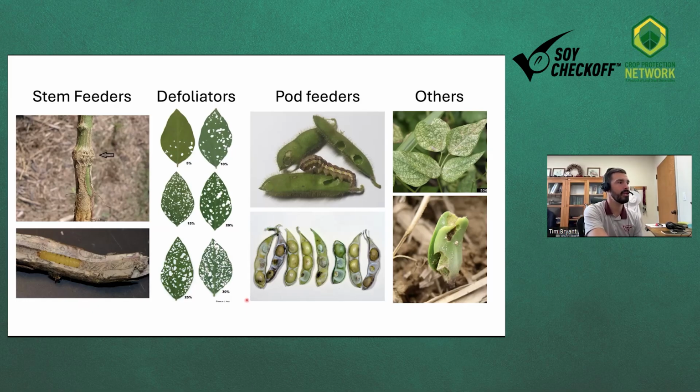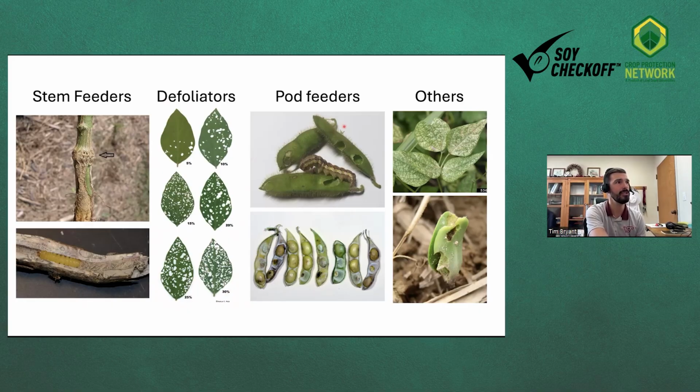The defoliators are just feeding on leaf tissue. So here you can just see degrees of severity for defoliators feeding on leaf tissue. And our economic thresholds, which I'll talk a little bit more in detail about later on, are actually based on the amount of feeding that they've done rather than a number of insects.